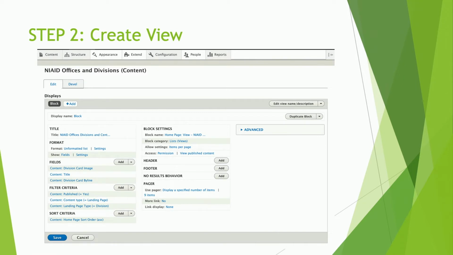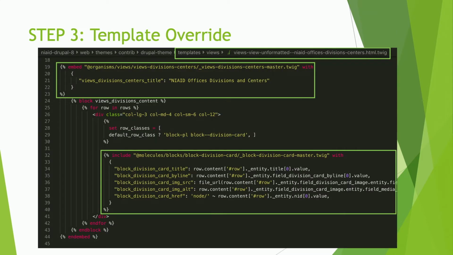So very simple view, and once we have this view, we placed it in our correct region, and now the last step for us is the template override. So here we are doing all the template overrides. We named it views, unformatted naiad, like we did the template override, and we're embedding the organism pattern that we had before, and passing the title, just changing the NIAID offices, division, and center.